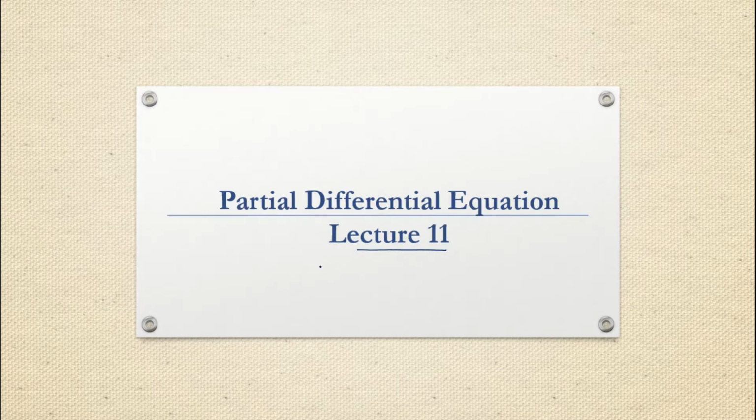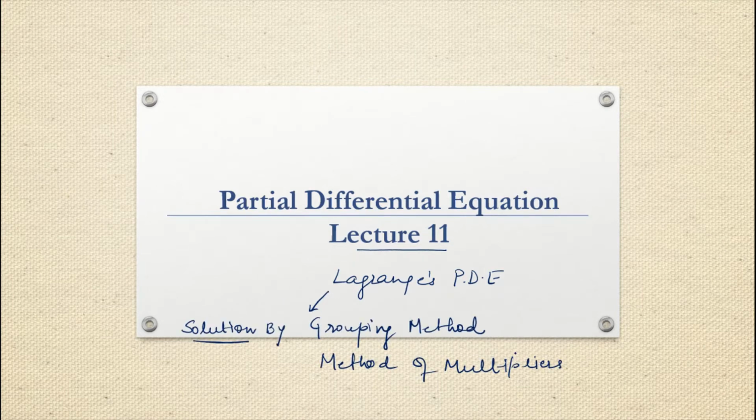Okay, so in last class, that means lecture number 10, we had seen Lagrange's form. The solution of Lagrange's form we got using the grouping method. Fine. So the grouping method is done. So today's class we are going to see the method of multipliers.